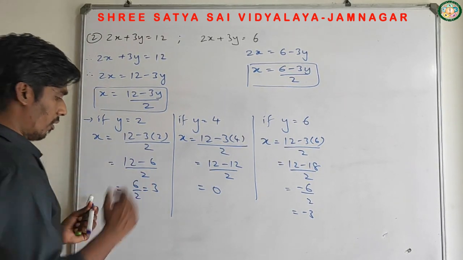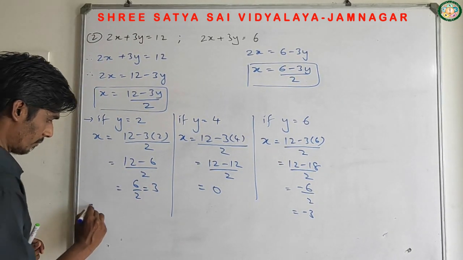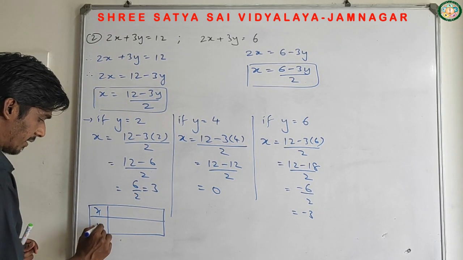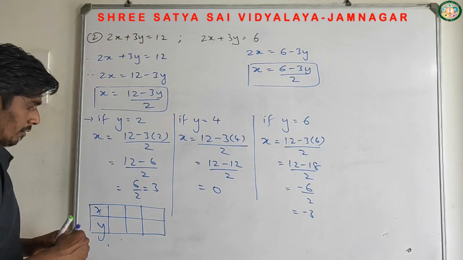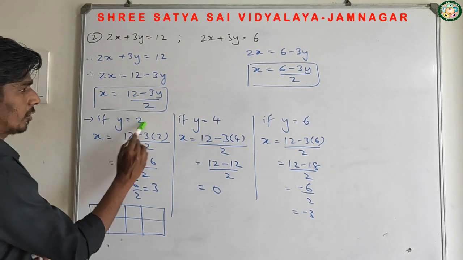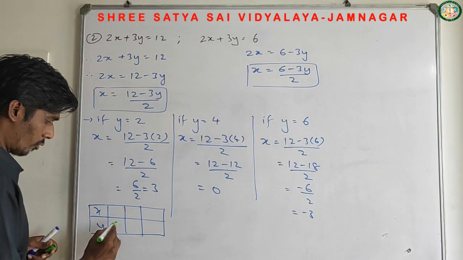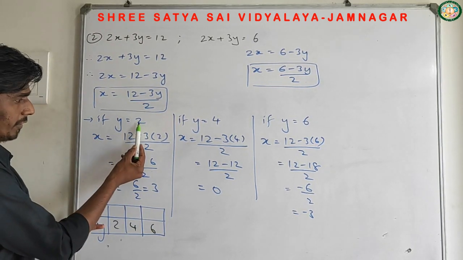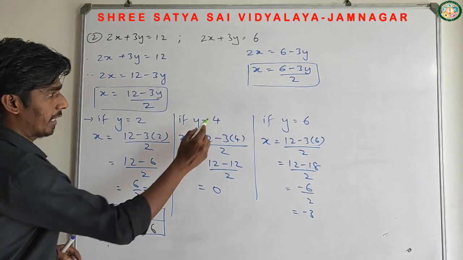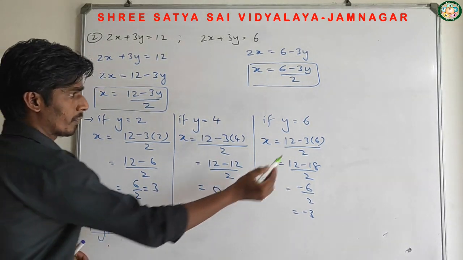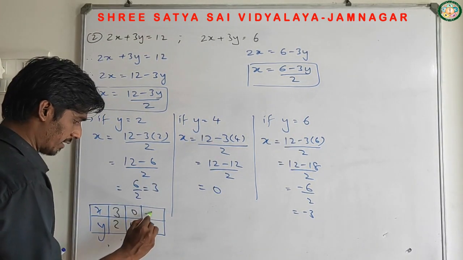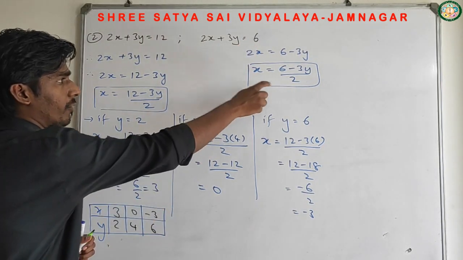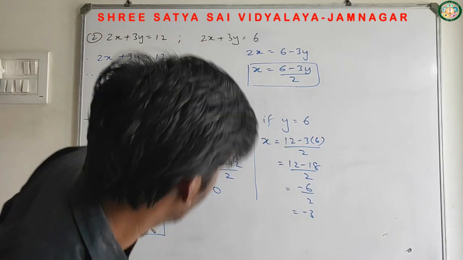So from this we can draw a table, x and y. Now what are the different values of y here? 2, 4 and 6. What are the values I got? If it is 2 I got 3. If it is 4 I got 0. If it is 6 I got minus 3. So we got one table. Similarly we want to find another table for the second equation.